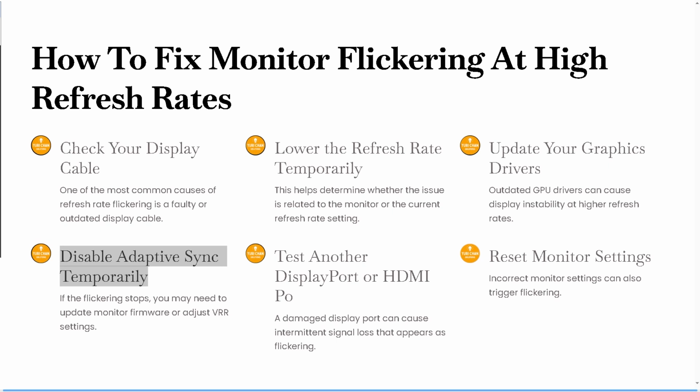Now, you might want to try to disable adaptive sync temporarily, because features like FreeSync, G-Sync, or Adaptive Sync can occasionally cause flickering under certain conditions. Now, to test, open your monitor's OSD menu and locate FreeSync, Adaptive Sync, or VRR. Disable it temporarily and test the monitor again. If the flickering stops, you may need to update the monitor firmware or adjust the VRR settings.